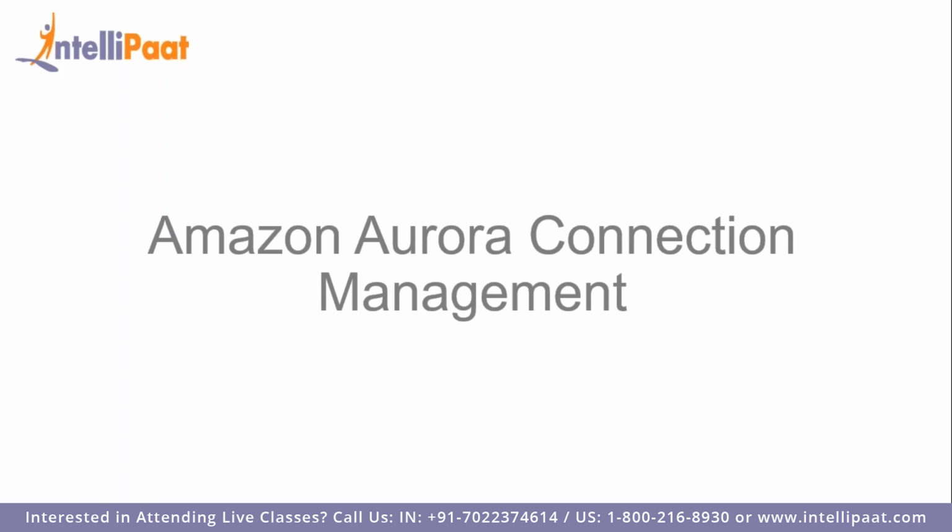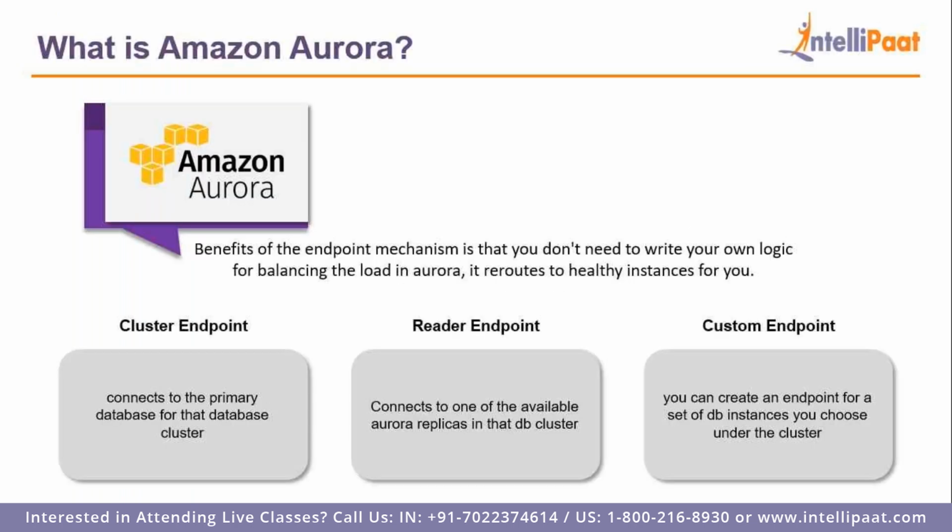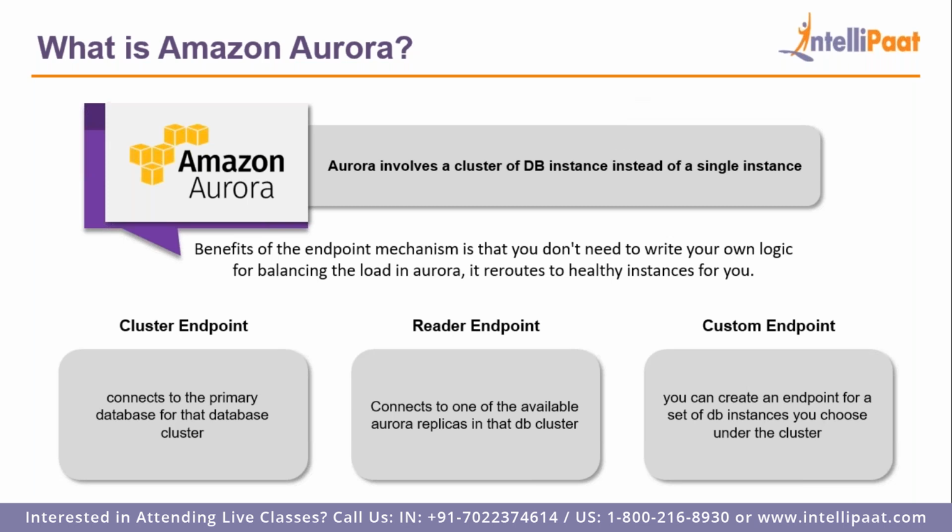That endpoint is also called an endpoint, but it is called a reader endpoint. So there are three different types of endpoints. One is cluster, one is reader, and one is custom endpoint. Aurora, as I told you, involves a cluster of database instances, not a single instance. And why do we use the endpoint mechanism? Because you don't need to write your logic for balancing the load in Aurora. It reroutes to the healthy instances for you automatically.